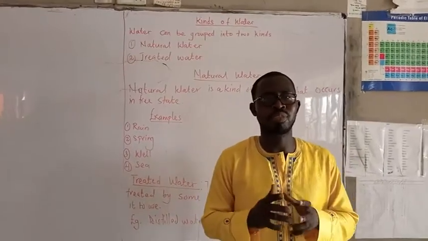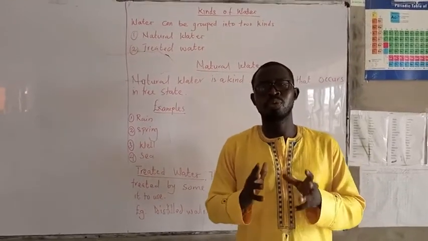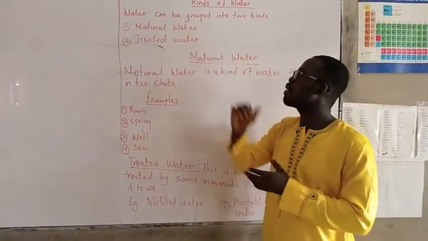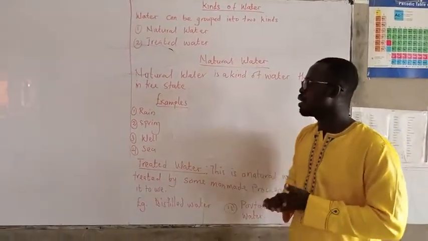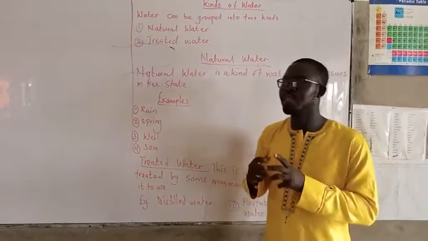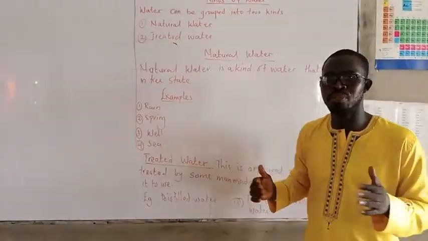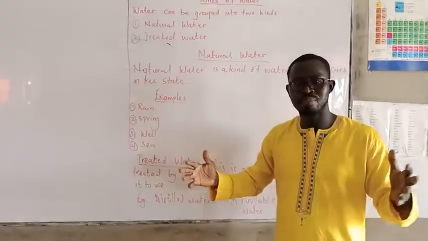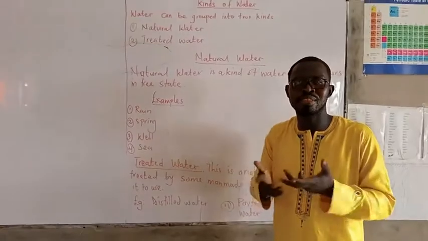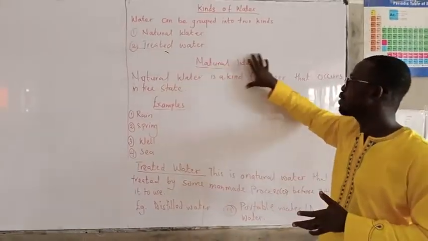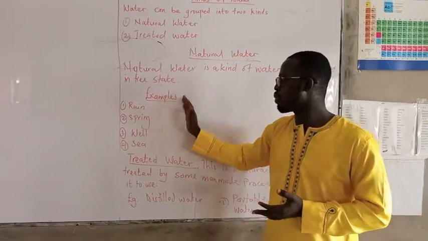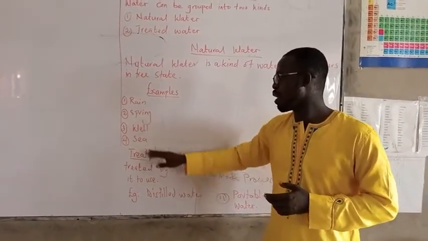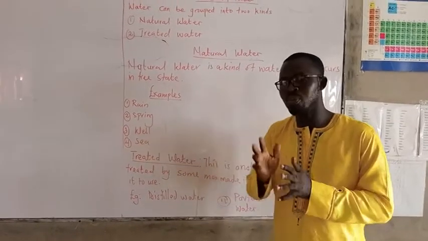Today we are looking at kinds of water, and we want to establish that there are two kinds of water: the natural water and the treated water. The natural water is the water that exists in its free state. Any water that you see in its free state, that is there, nobody made it, it's flowing, is natural water. Examples of natural water include the rain, the spring, the well, and the sea. You understand?